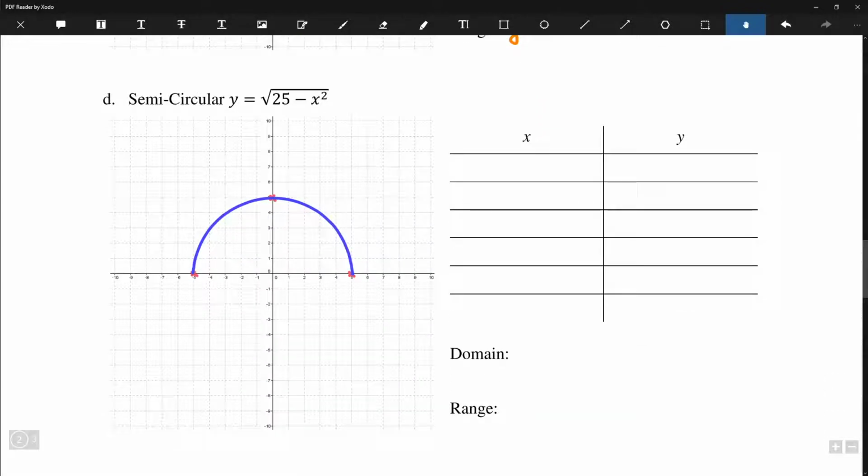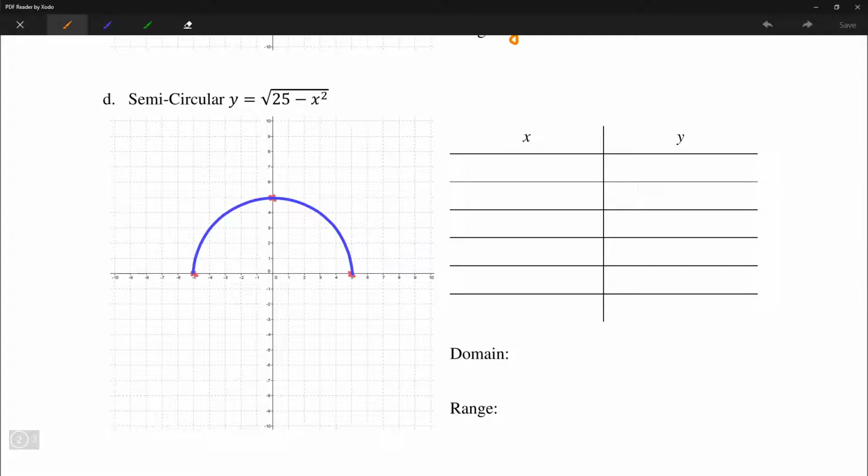Okay, next is a bit of a different graph. We have a semicircular graph, y equals the square root of 25 minus x squared. Again, let's set up some x values, -5, maybe 0, and 5. If we were to substitute in -5 into this function, -5 squared is 25, 25 minus 25 is 0, and of course the square root of that is 0.